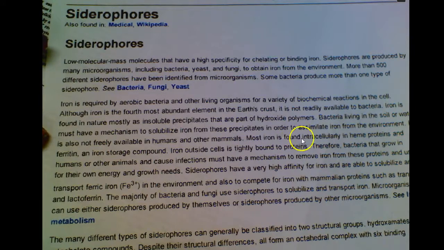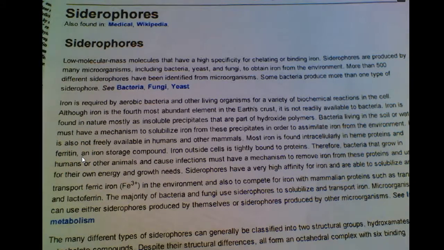So most of our iron is found intracellularly in our proteins, in our blood, within humans, and in our chlorophyll molecule. So it's an iron storage compound. When we get outside the cell, it's tightly bound to proteins. And that's why we need to have a mechanism to move iron into the plants or even within our own system. So these siderophores have a high affinity for iron and are able to solubilize and transport Fe3+, the ferric iron in the environment, and compete for iron.